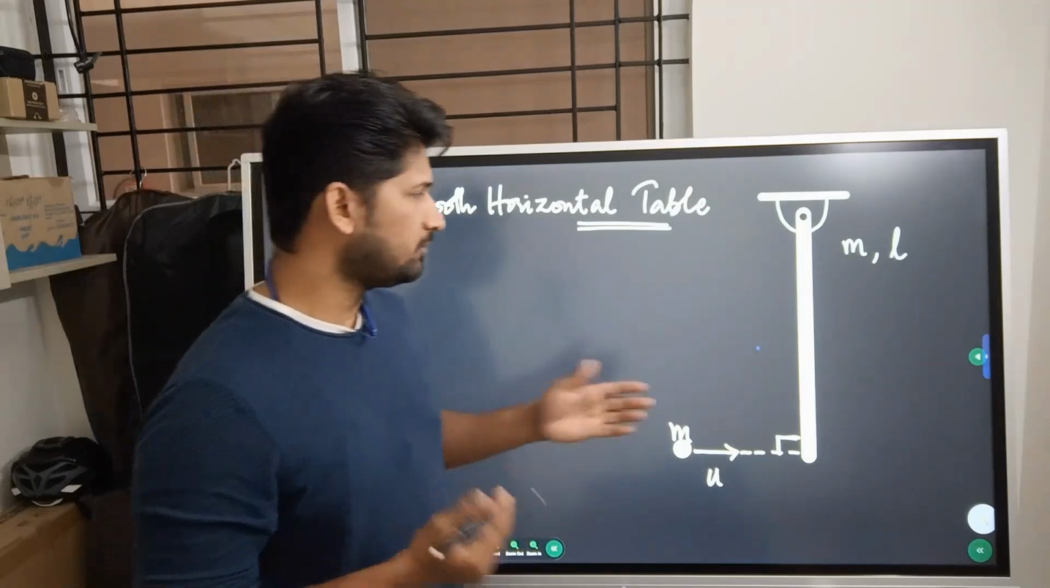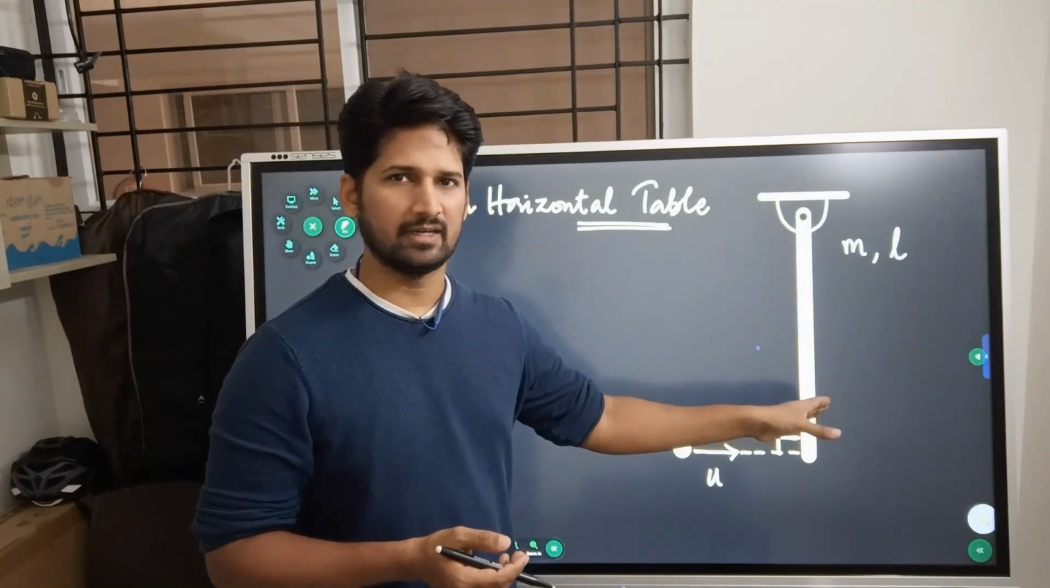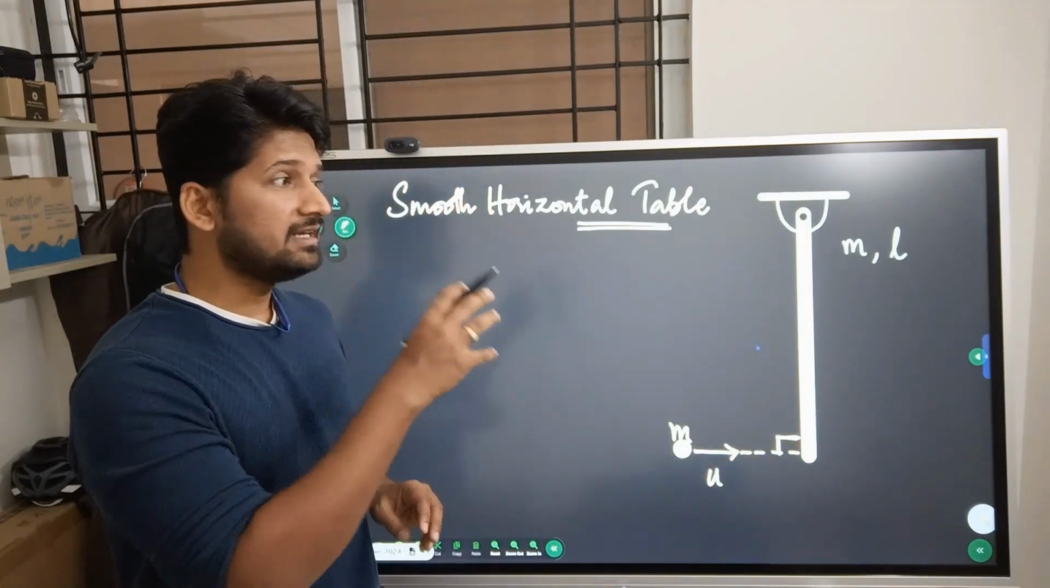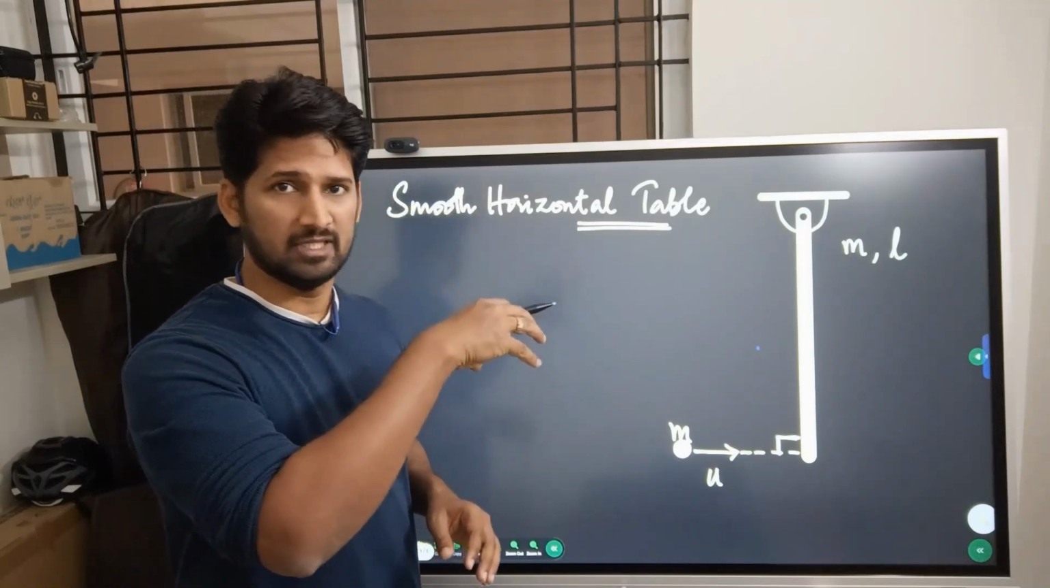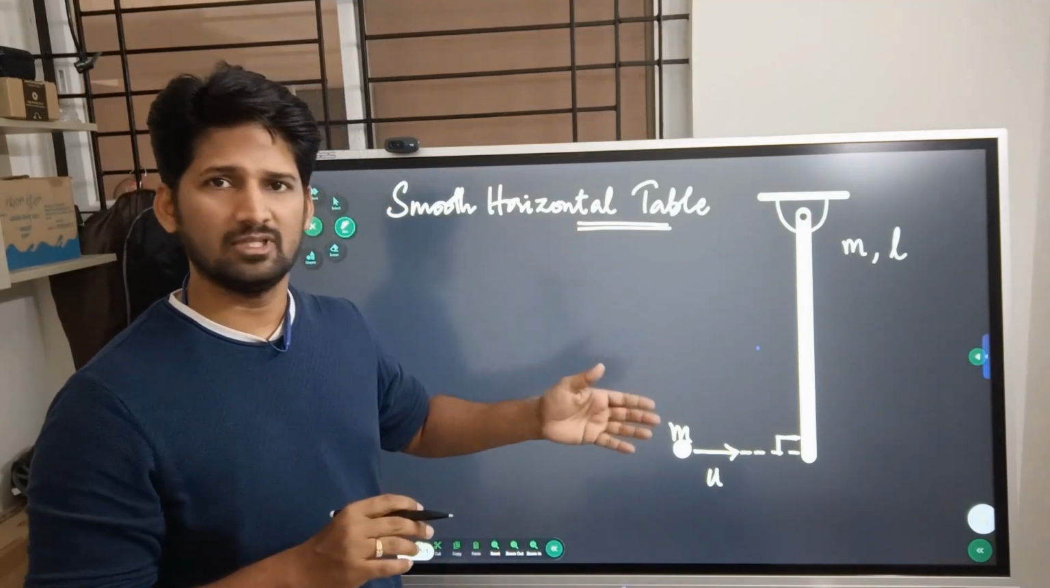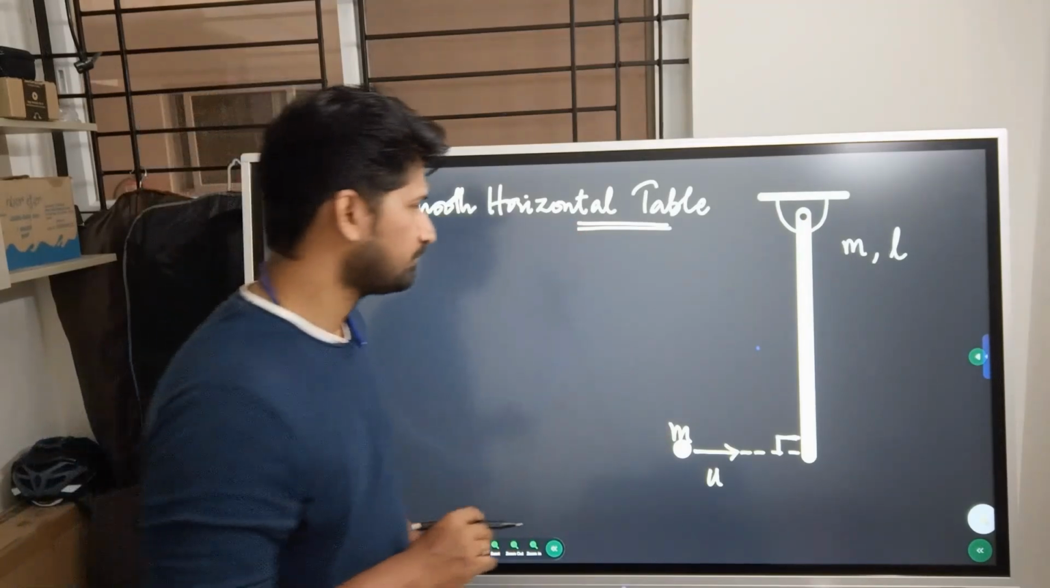Now, as seen by you, it may appear as if the rod is hanging vertically downward, but you are seeing this from above a table. This is the top view. Okay, so the rod is actually horizontal, it's just lying on the table.